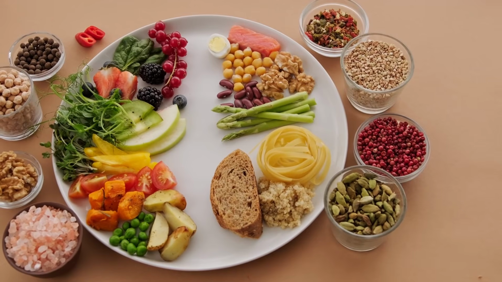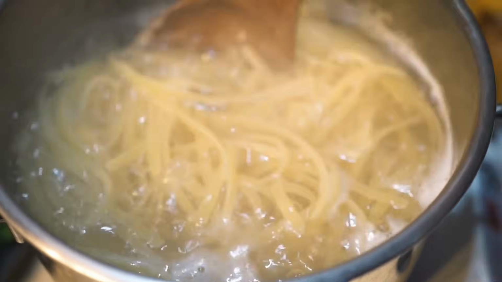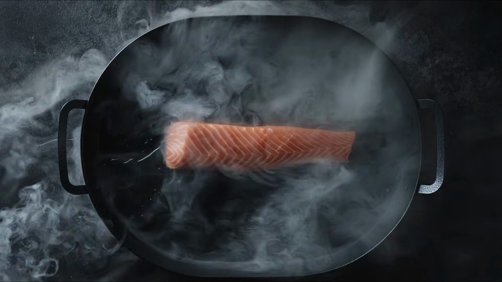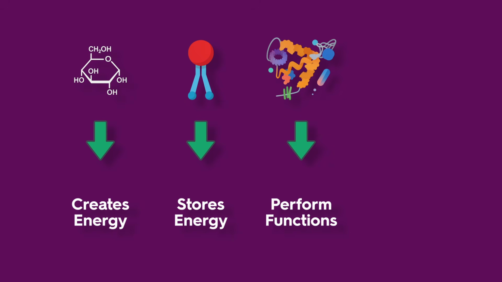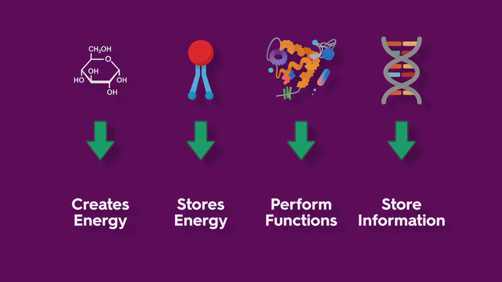That's why a balanced diet matters. It gives you carbs for energy, proteins for repair, and healthy fats for cell health, while your cells naturally make the nucleic acids they need. To recap, carbohydrates provide energy, lipids store energy and build membranes, proteins perform functions, and nucleic acids store information.